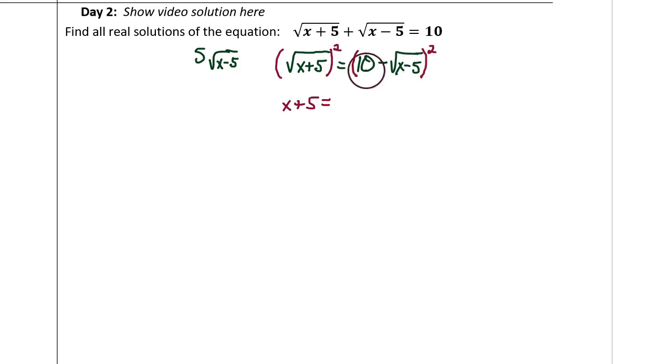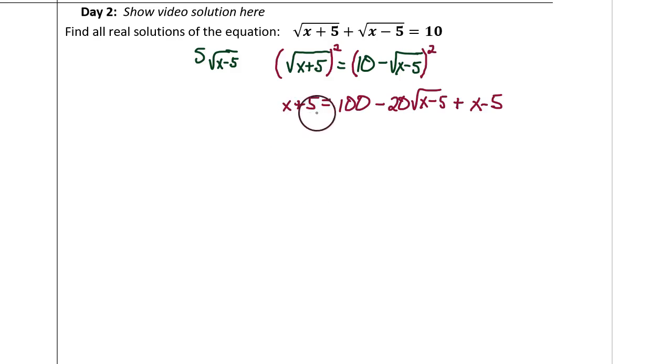On the right side, there's a binomial being squared, so you can write that down 2 times and do FOIL, or use the shortcut. I'd certainly encourage the shortcut. 10 squared makes 100 minus twice the product of the 2 terms. The product of these 2 things is 10 times that square root. Twice that would be 20 times that square root. Then plus, and now square this term here. When you square the square root, you get x minus 5.